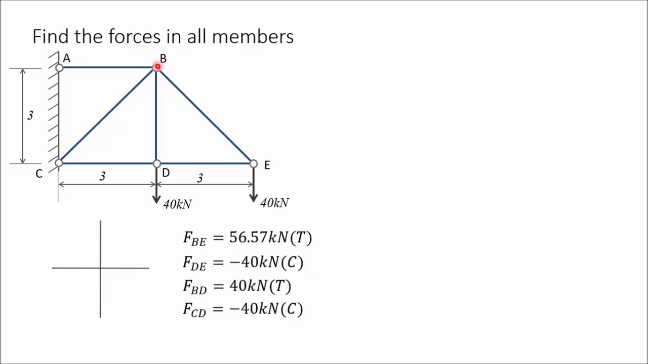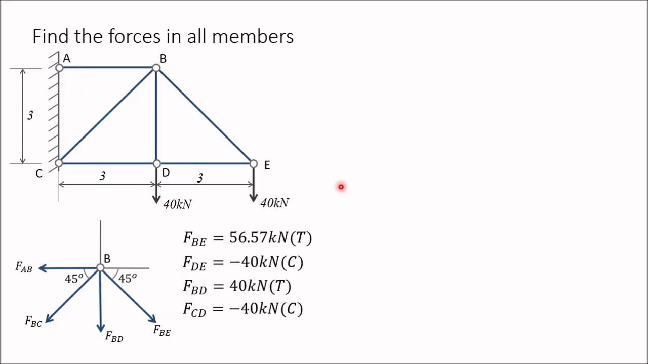Now we can take joint B. So let's take joint B. There are four members AB, BC, BD and BE. So you have to show forces along these directions. I have drawn FAB along this direction, then FBC along this direction, at angle 45 degree, FBD in vertical direction, and FBE again along 45 degree.